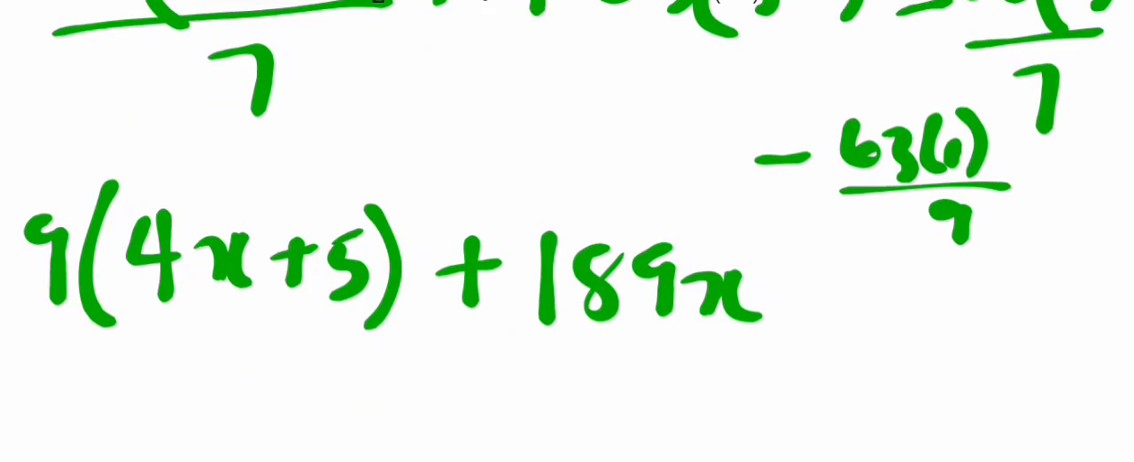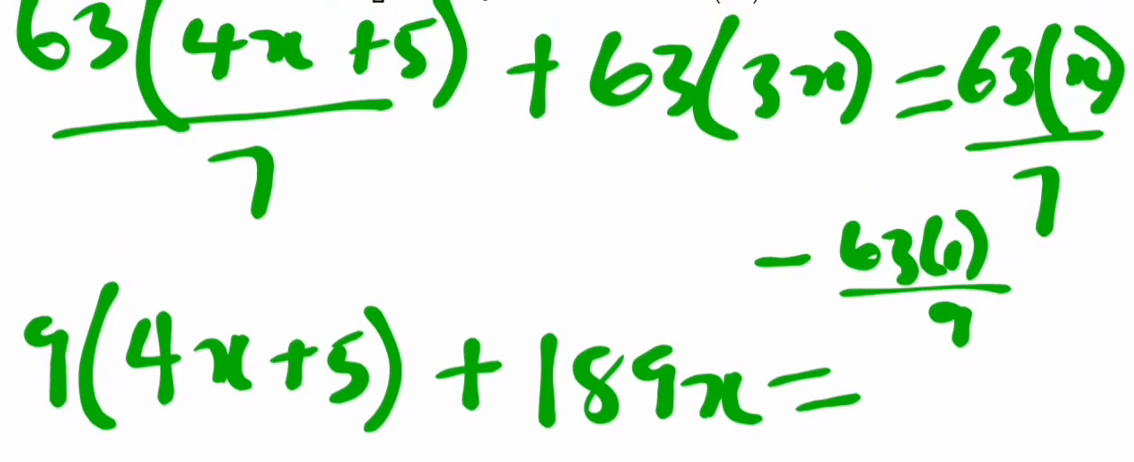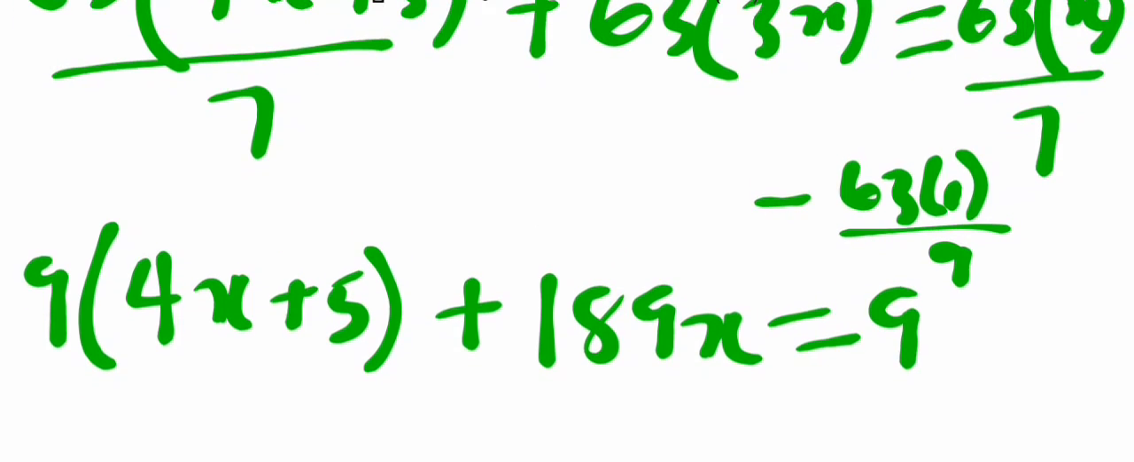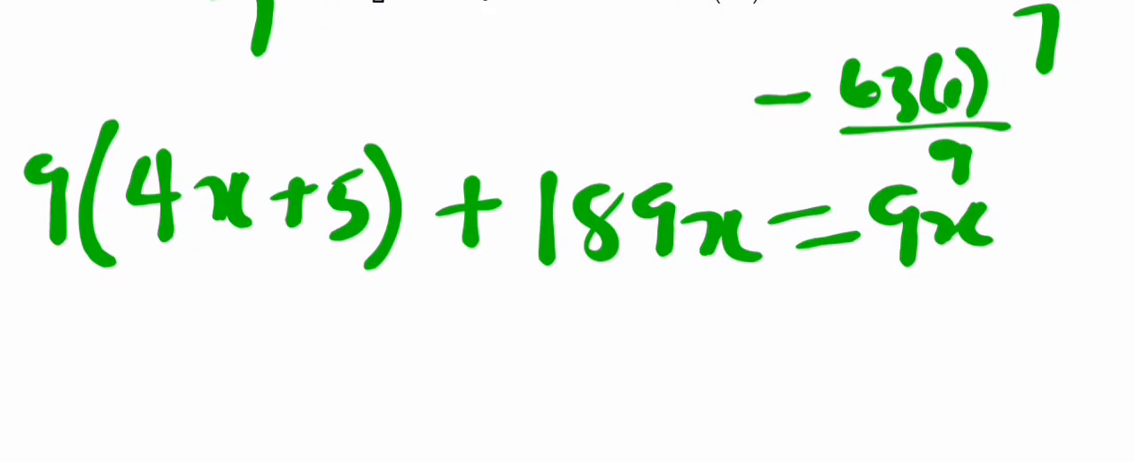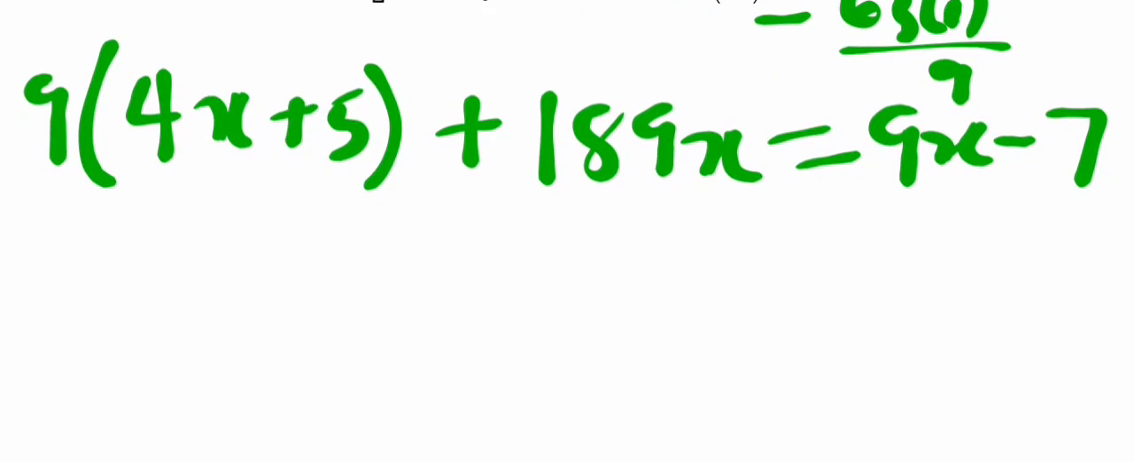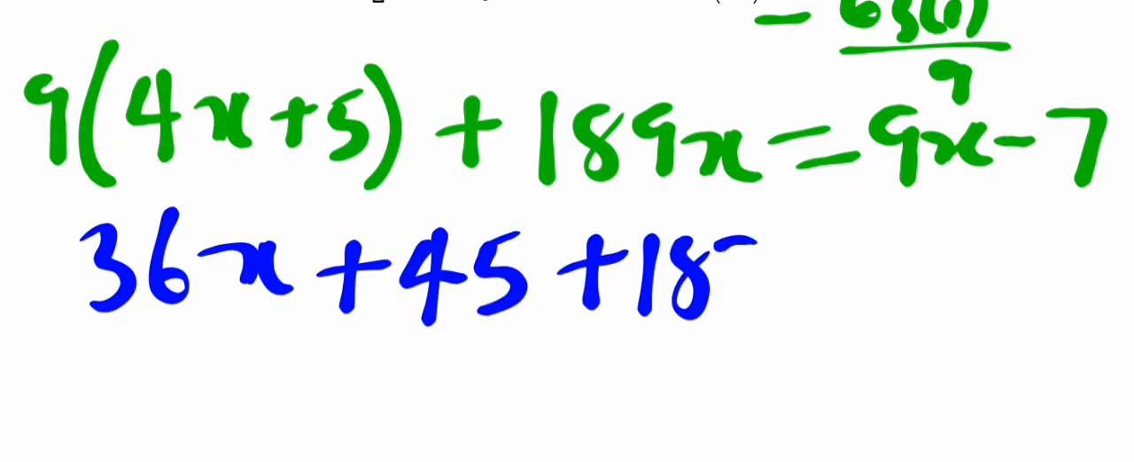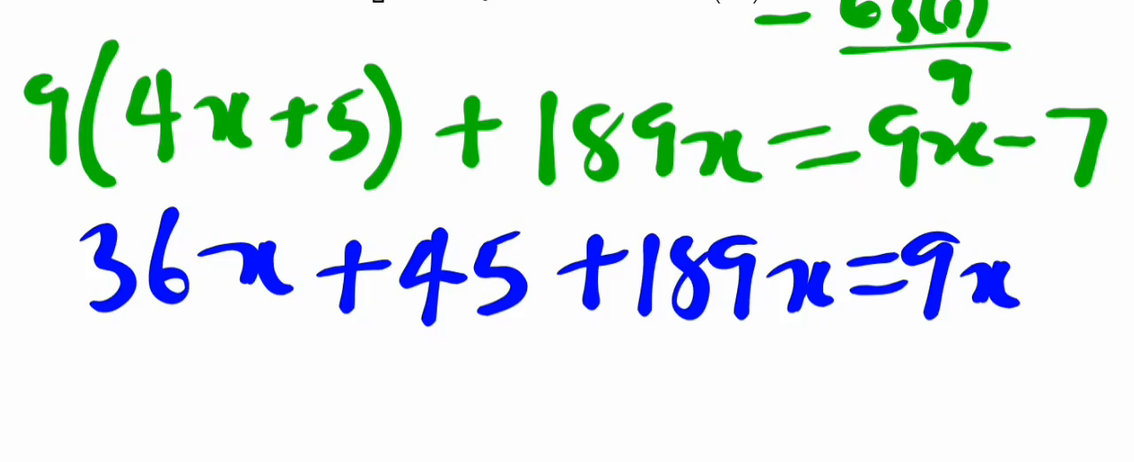Then equals to, on this side as well, 7 can go in 63, that's 9. 9 times x, that's 9x. Then minus, 9 goes in 63, that's 7. 7 times 1, that's 7, that's minus 7. Then from here now, that gives us 36x plus 45 plus 189x equals to 9x minus 7.